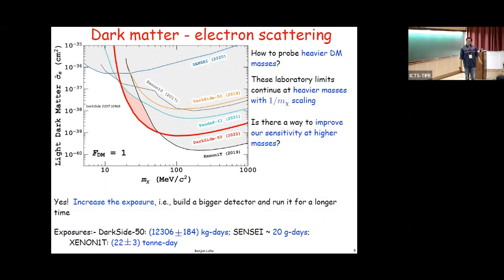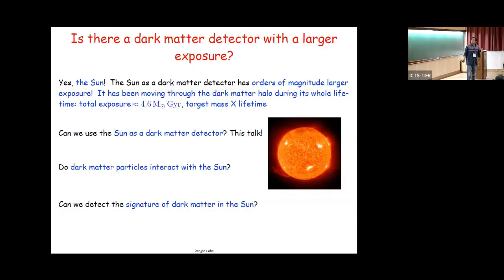So just to give a scale, DarkSide has an exposure of 12,000 kilogram-days, SENSEI has an exposure of 20 gram-days, and XENON1T has an exposure of 22 ton-days. Again, the question is, can we do better? The answer is yes. We can use the Sun to do better.